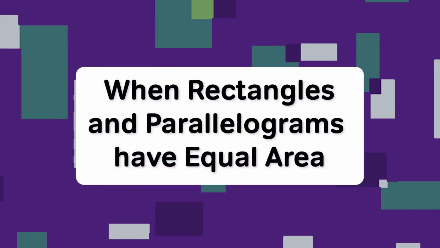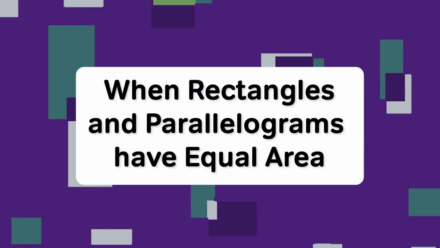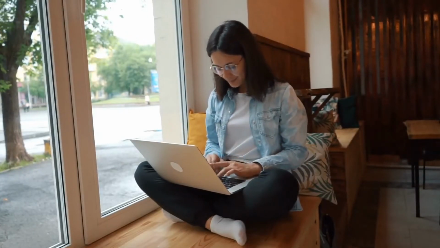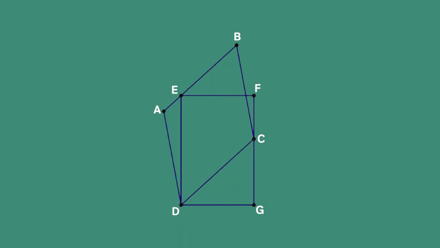When rectangles and parallelograms have equal area. Let's look at how a rectangle and parallelogram can have the same area. In this diagram, the parallelogram and rectangle share a vertex, D. One vertex of the rectangle, E, is on a side of the parallelogram, and one vertex of the parallelogram, C, is on a side of the rectangle. That is enough information to guarantee that the rectangle and parallelogram have equal area.